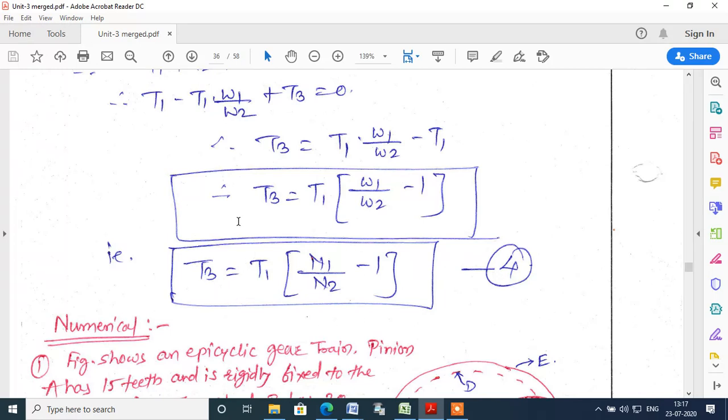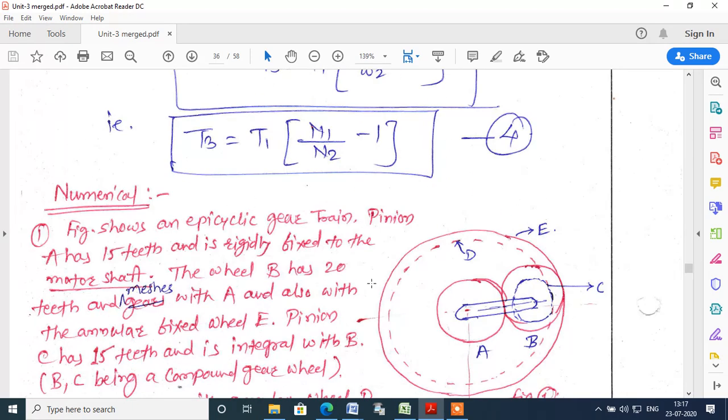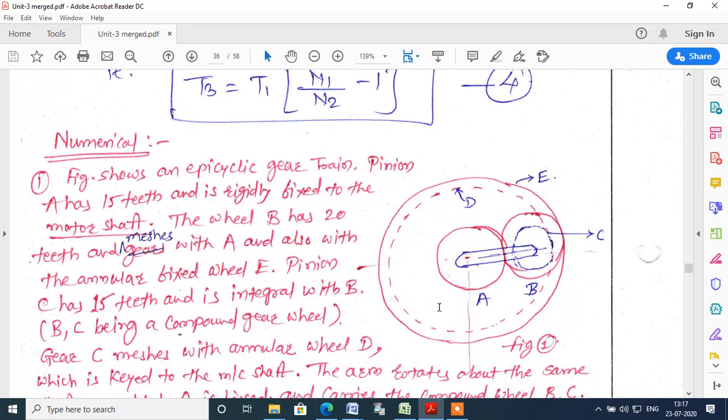Now we will see the problem. Here this figure shows an epicyclic gear train. So carefully observe the figure. Gear E is there, it is the annulus gear. In that another gear D is there, shown by dotted lines. Then gear B, this is gear B meshing with E, and another gear C is there. C is meshing with D, and B is meshing with A.